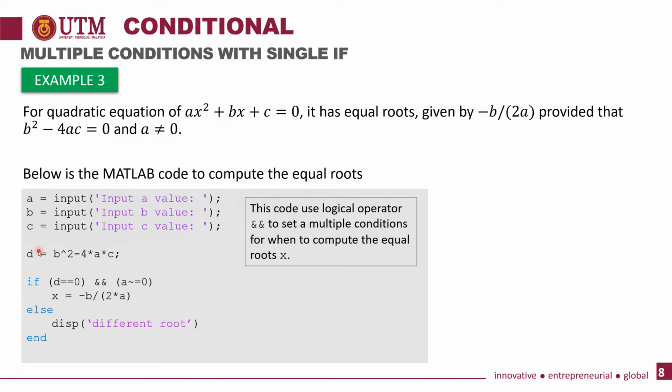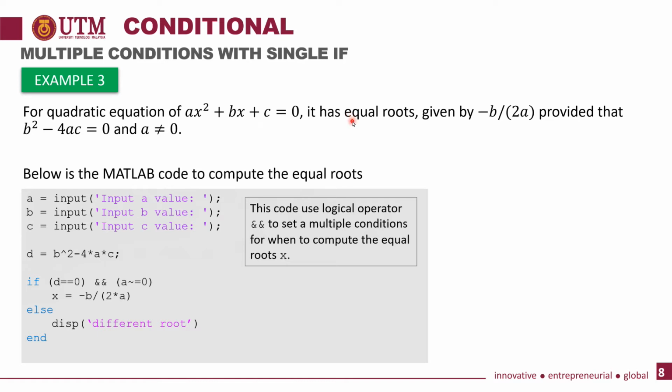So next is d. D is equals to b squared minus 4ac. All right. So this is our if condition. What are the conditions that indicate the roots are equal? There are two conditions. The first condition is when b squared minus 4ac equals 0 and when a is not equals to 0. When those two conditions are fulfilled, it means that it has equal roots.